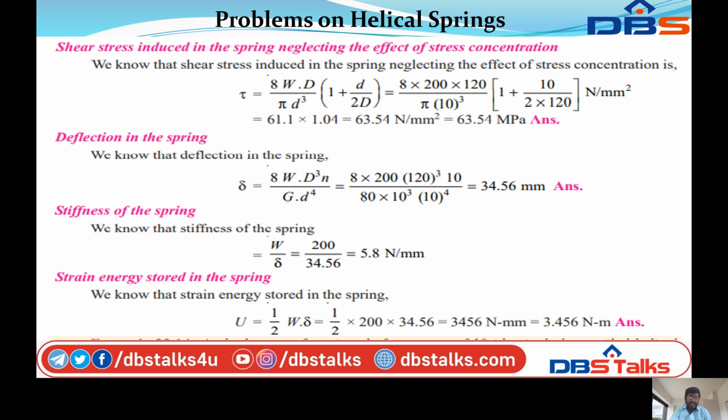Next we can calculate the strain energy stored in the spring. Strain energy stored in the spring, U, is equal to 1 by 2 into W into delta. So 1 by 2 into 200 into 34.56, that is equal to 3456 Newton mm. This will be converted to Newton meter, 3.456 Newton meter. So this is the final calculation of the problem. Next we go to another problem.